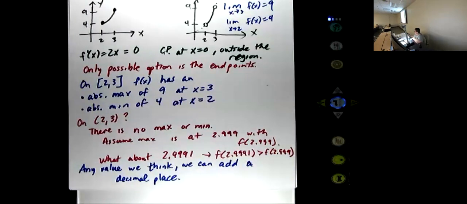So while it has limits, it's not going to infinity. It never actually reaches those limits. And this is because 2 and 3 are not included in the domain, so we don't actually have endpoints. There are no endpoints.